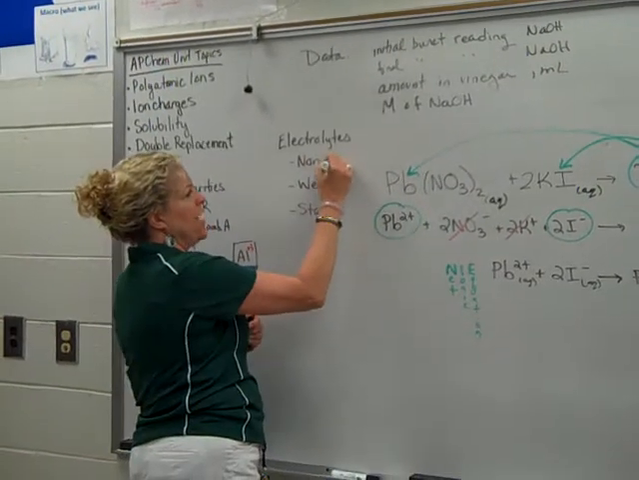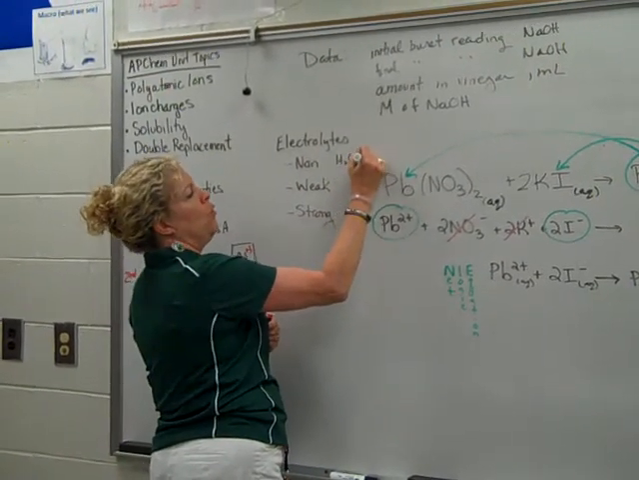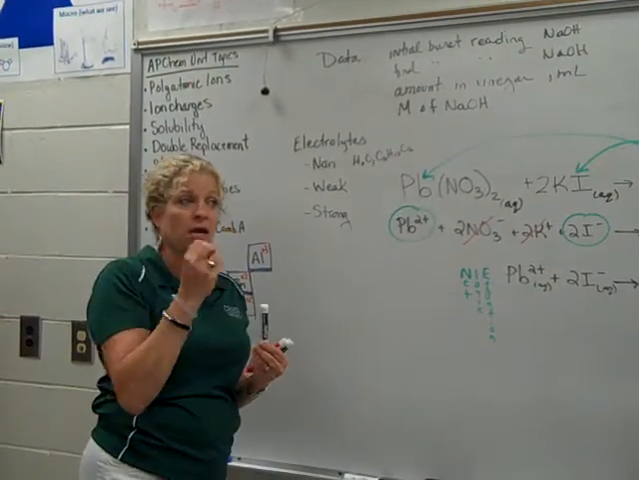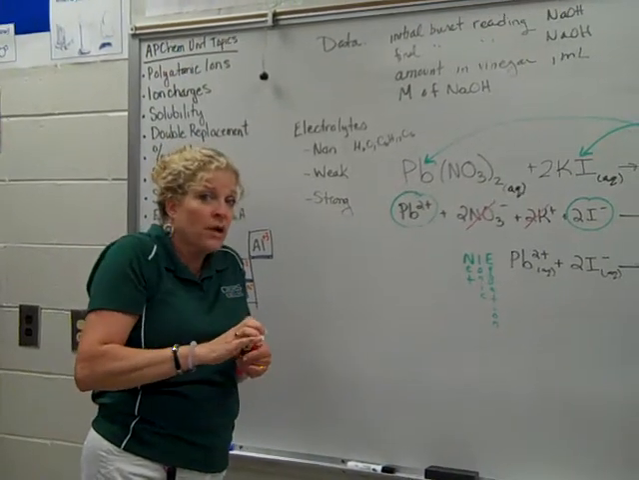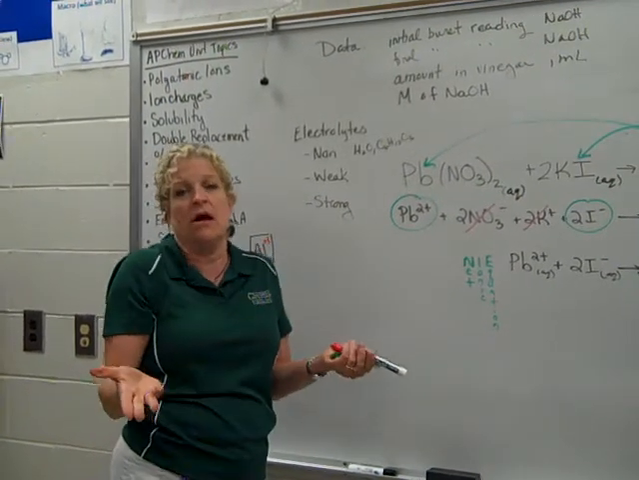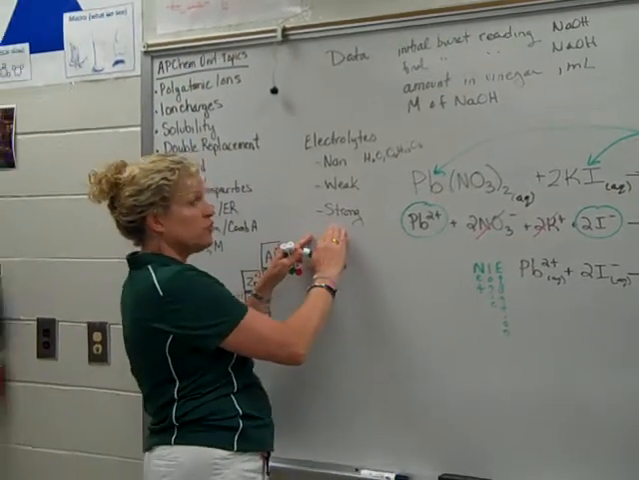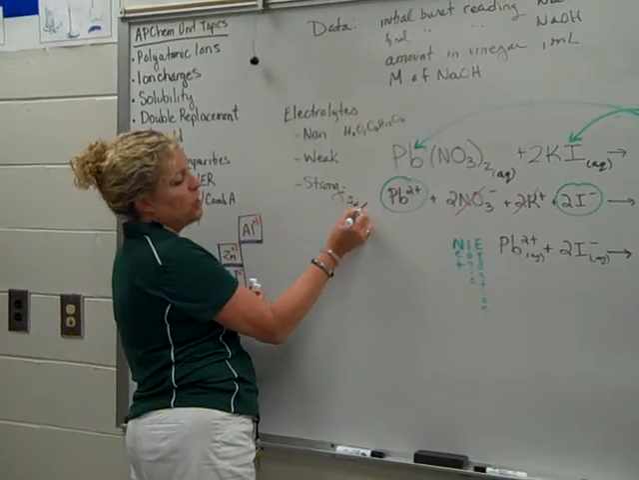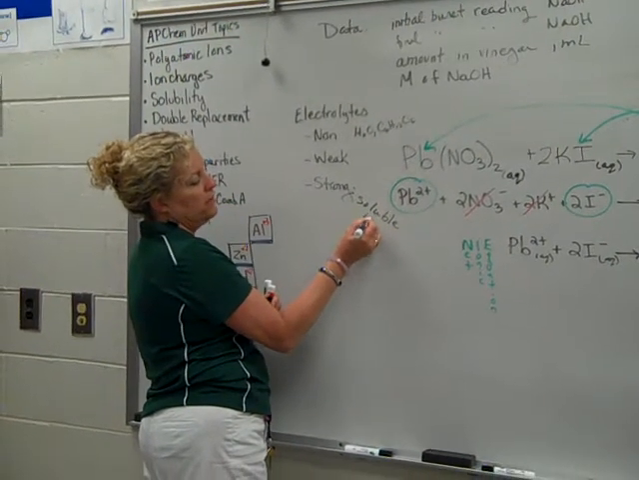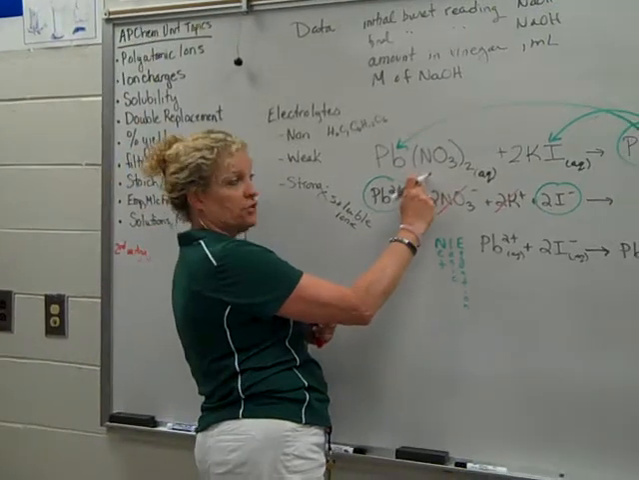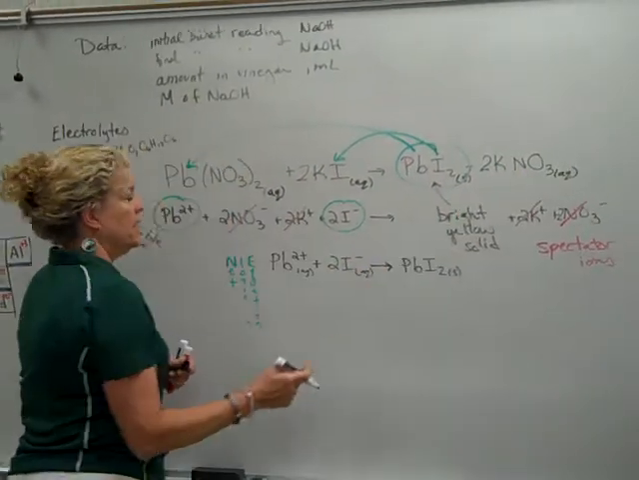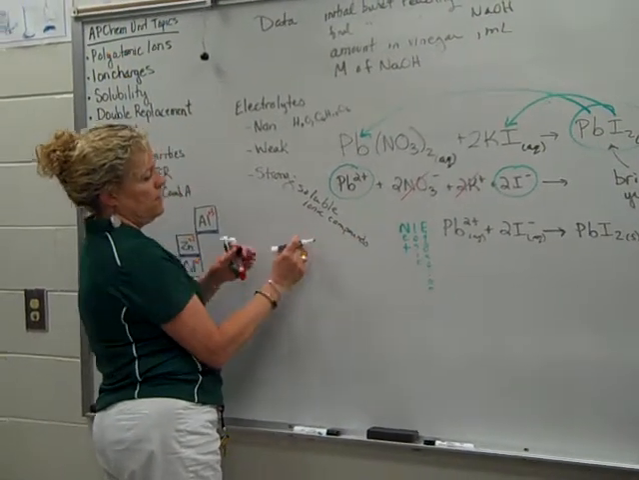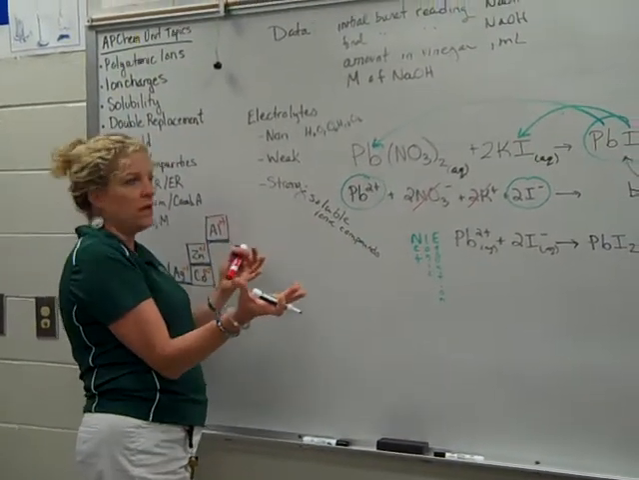Non-electrolytes, examples of that are like water or sugar, anything that doesn't break up into ions. And if it doesn't break up into ions when it dissolves, it's not going to conduct electricity. Strong electrolytes, examples of that are soluble ionic compounds like lead nitrate, potassium iodide, and KNO3. And so those conduct a lot of electricity.